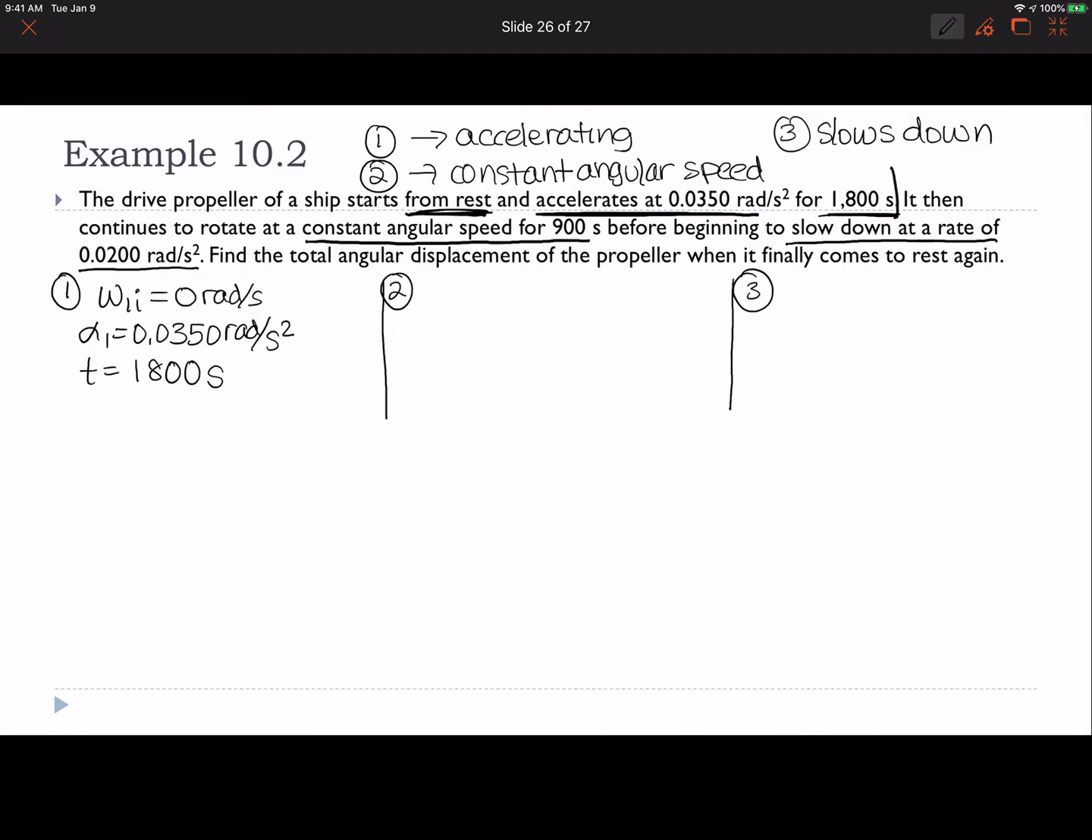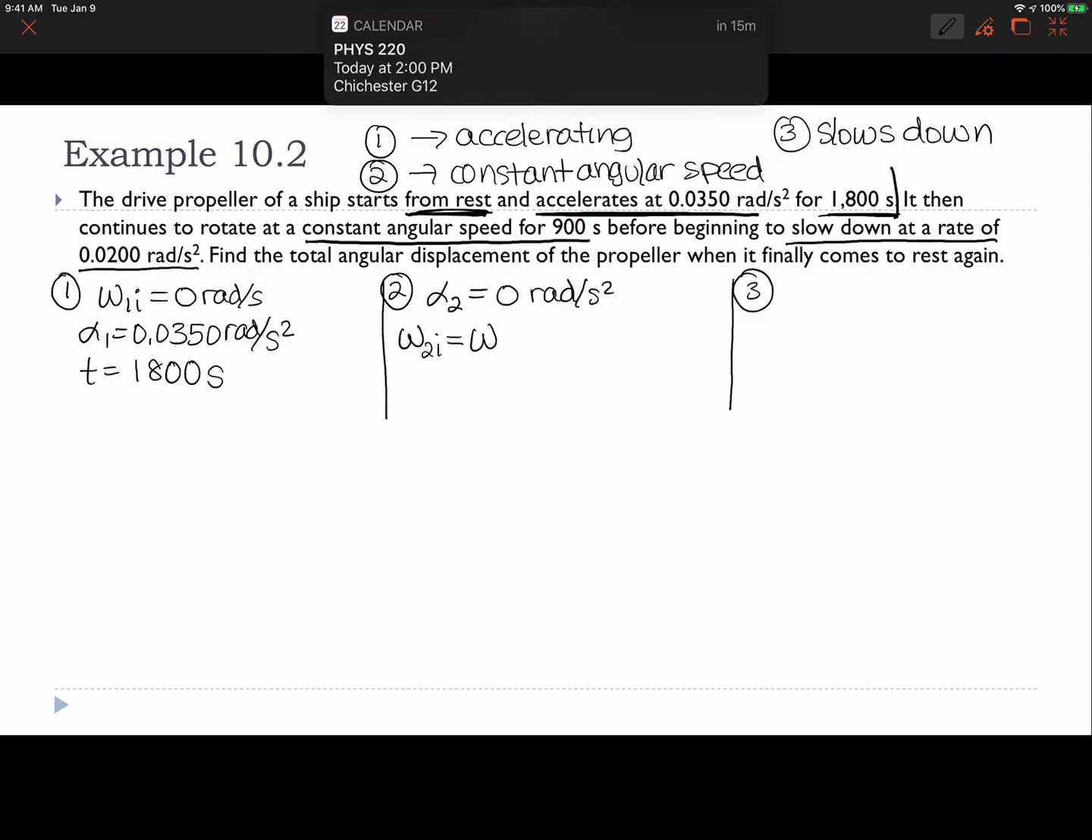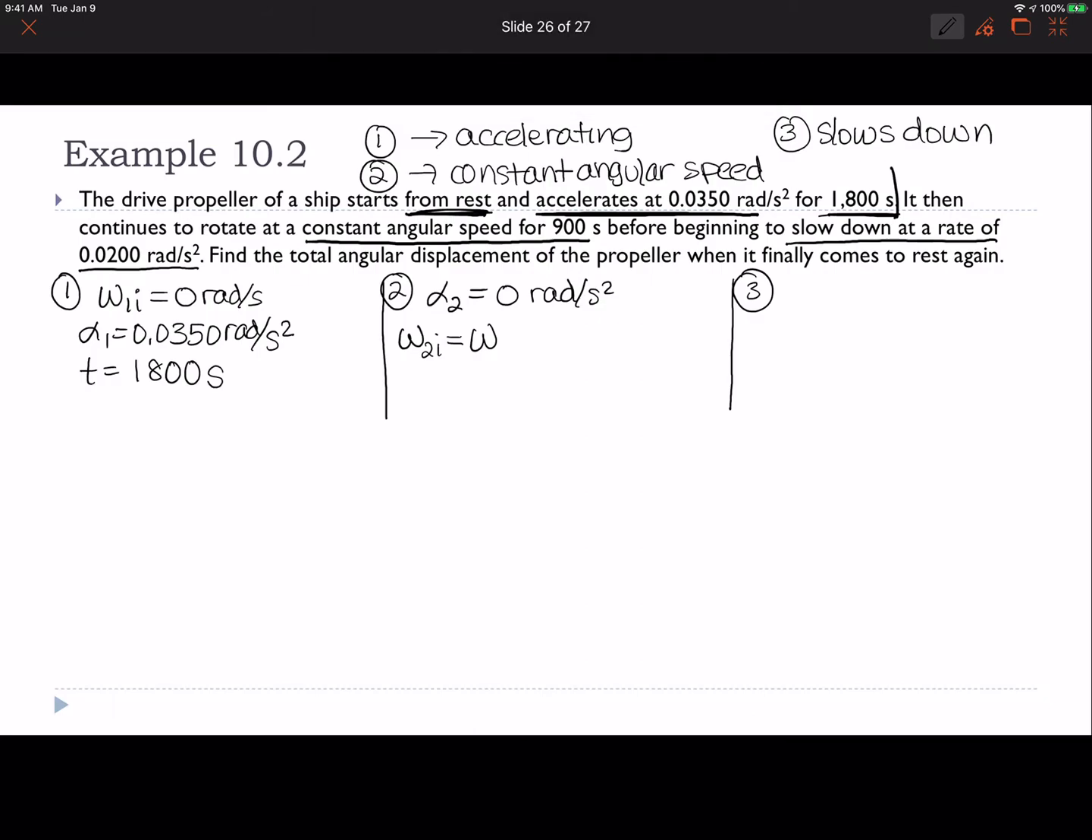It then continues to rotate at a constant angular speed for 900 seconds. So this part of the motion has 0 angular acceleration, and whatever the initial angular speed is, it's also the same as its final. I don't know what that is, but I do know the time interval here is 900 seconds. And this is the time interval for 1.